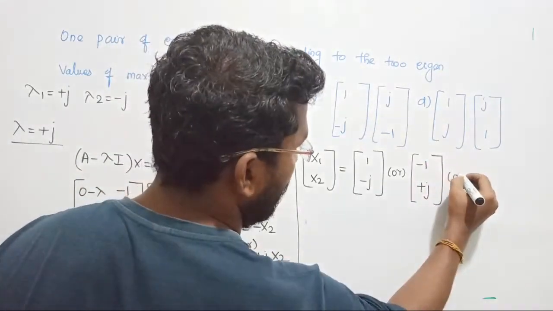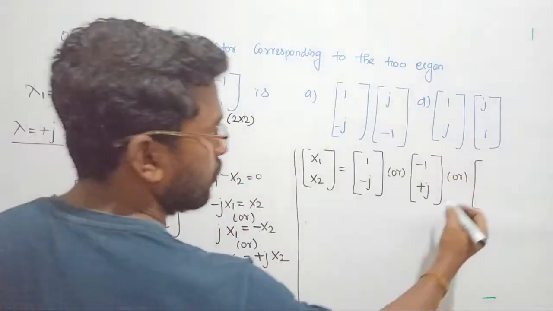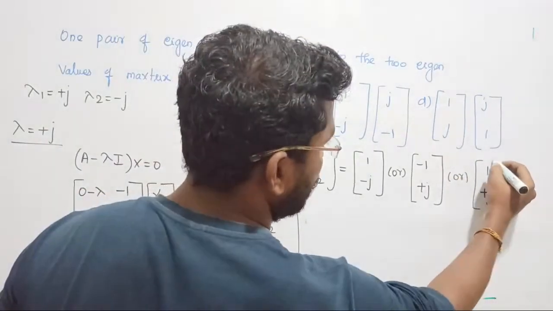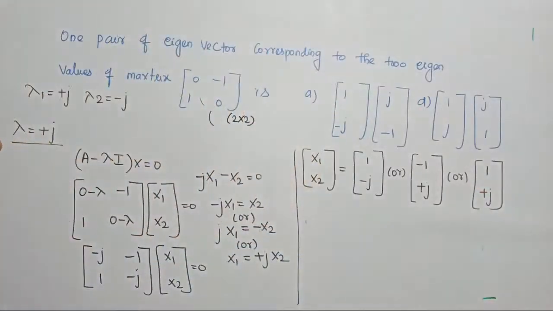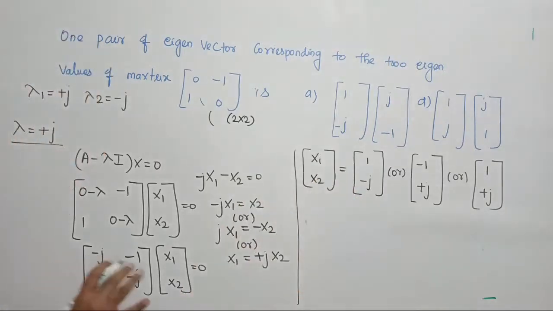That is also correct. Or we can write the third one, x1 equal to plus j, x2 equal to plus 1. So 1 plus j, that is also correct. All these answers were correct, right? So just let us keep it there itself. Now our target is to do the same thing for the second value, lambda equal to minus j, right? So let us consider the second equation.